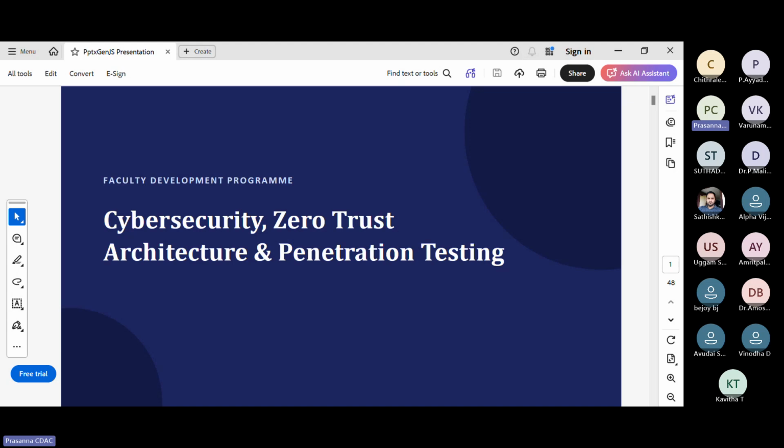Perfect. We will be looking into three major domains. One is cybersecurity, the other is ZTA, that is zero trust architecture, and penetration testing. Most of it I want you to just listen to, because there is not much to note. We will start with basics, and slowly progress towards zero trust architecture and how we are going to do the penetration testing.